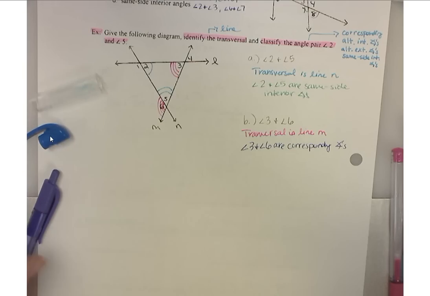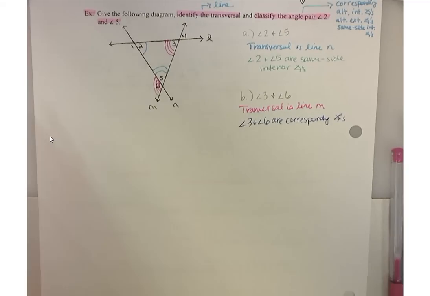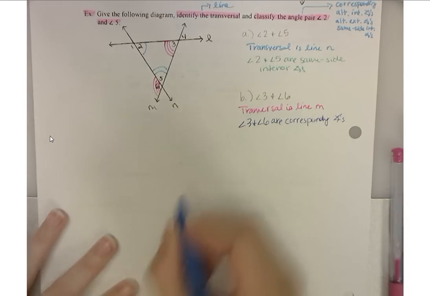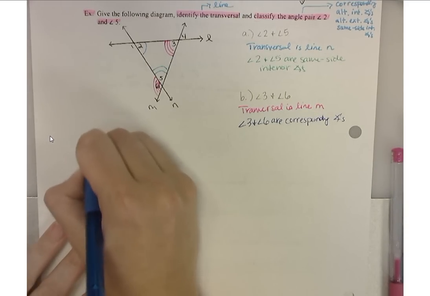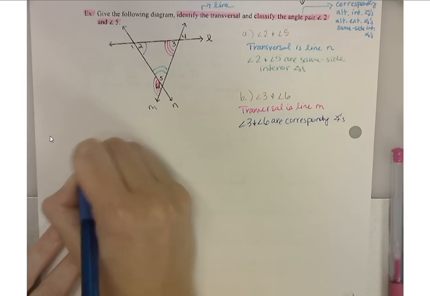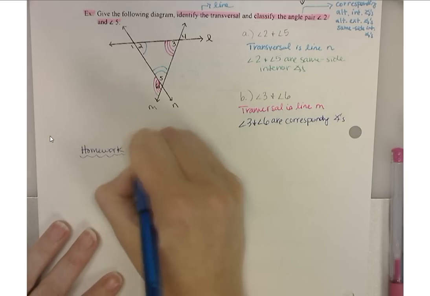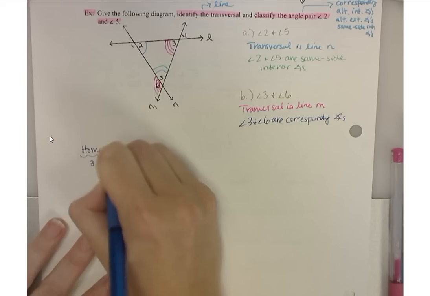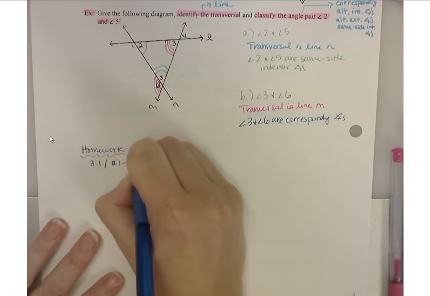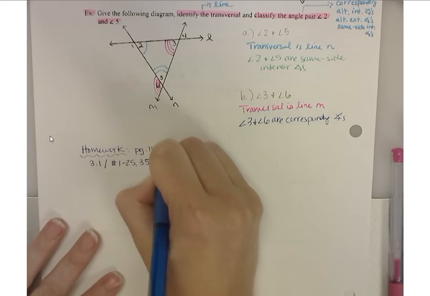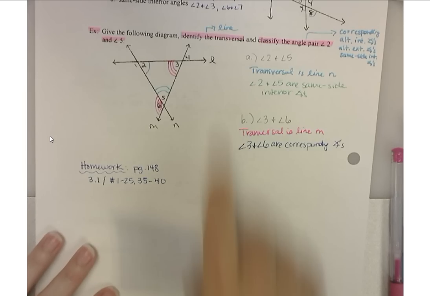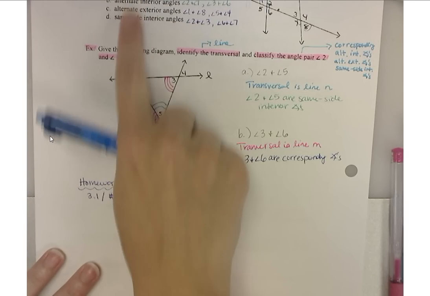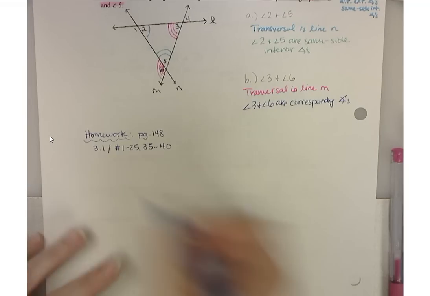Okay, nice job. So you finished your notes. The next thing that you are going to do is work on your practice in groups, which I have already given you, and I will come around and visit your groups to help you with your homework, which is on page 148. This is section 3.1, and you're doing 1 through 25 and 35 through 40. So that may seem like a lot, but really some of your questions are just going to be saying what the corresponding angles are, and you're only going to have to name one pair.